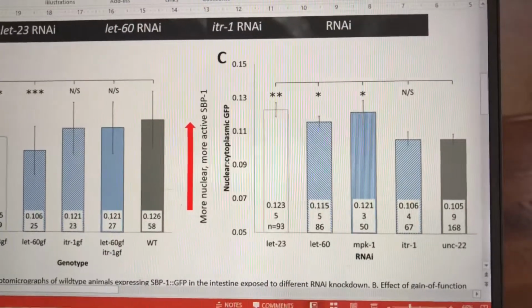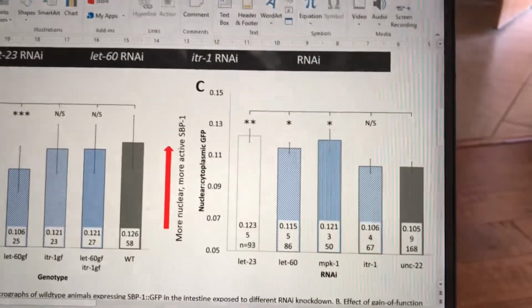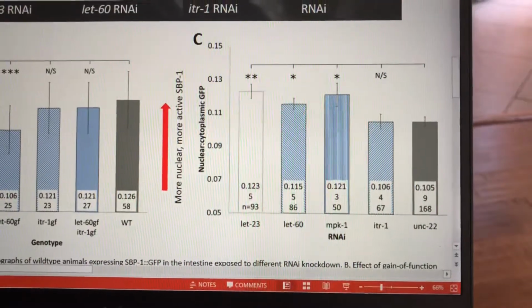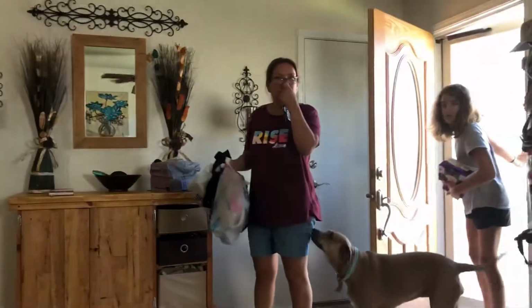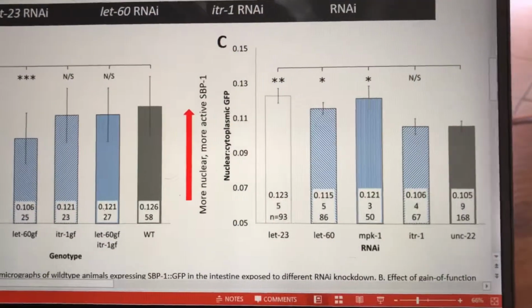So the opposite of that, right? So if you're thinking about overactivating these particular members of these pathways, there's my wife and daughter. Who are we talking to? It's a presentation for my poster.